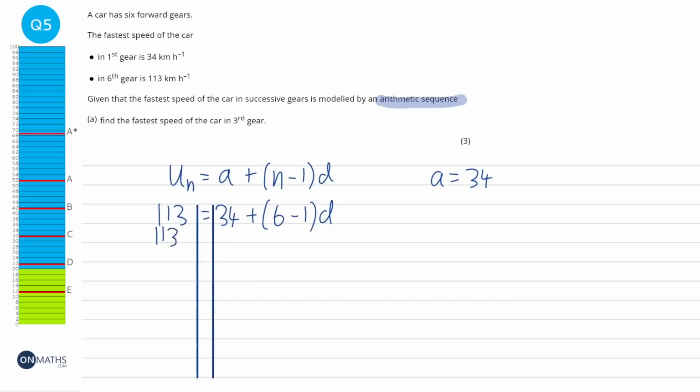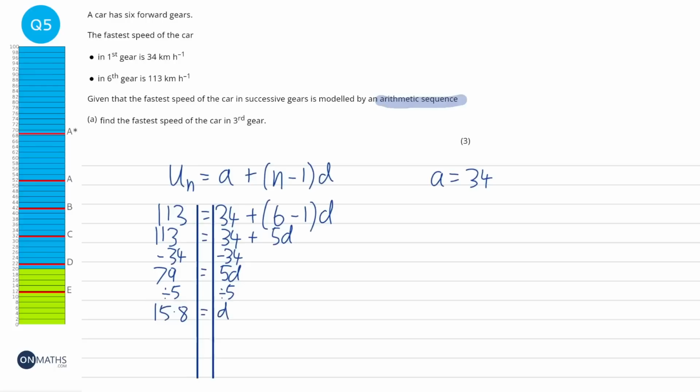So yes, first of all, just expand the brackets. Well, it's just going to be 5d. And take away 34 from both sides. So 113 take away 34 is 79. Divide by 5 both sides. And so that will be 15.8. So we know that D is 15.8.